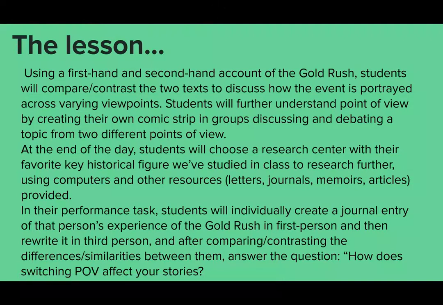So here are all the activities I have listed in the lesson. Students are going to use firsthand and secondhand accounts of the gold rush. So they're going to compare and contrast two texts, for example, a journal entry or a memoir versus a newspaper article about the gold rush, and discuss how the event is portrayed across varying viewpoints. And students will further understand point of view by creating a comic strip in groups, discussing and debating a topic from two different points of view, so both sides.